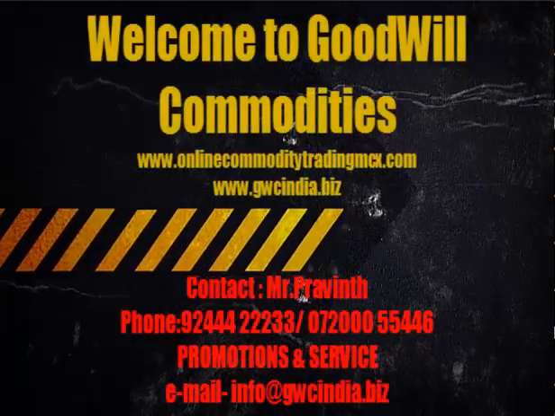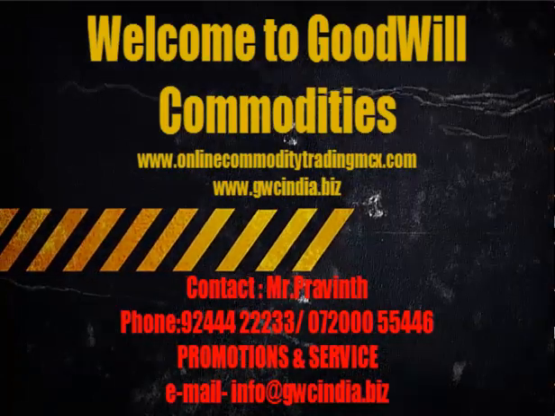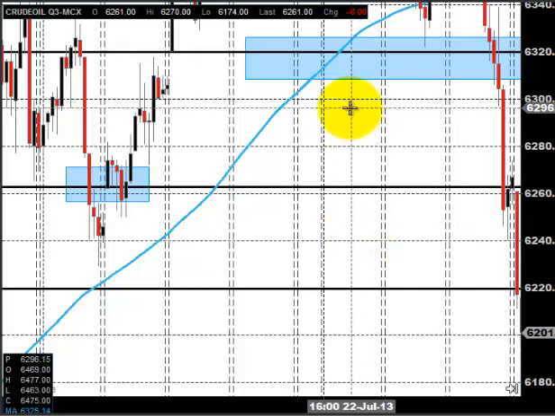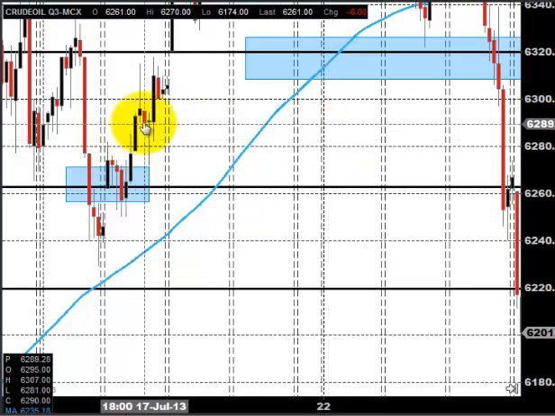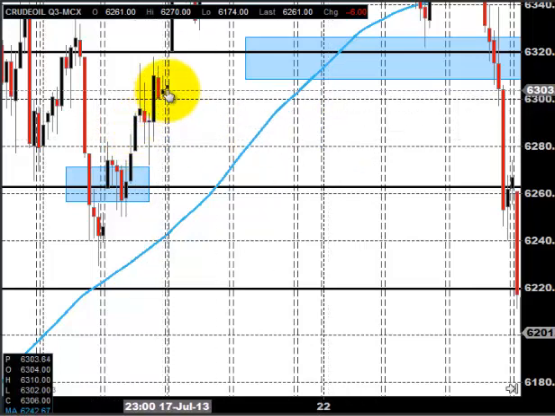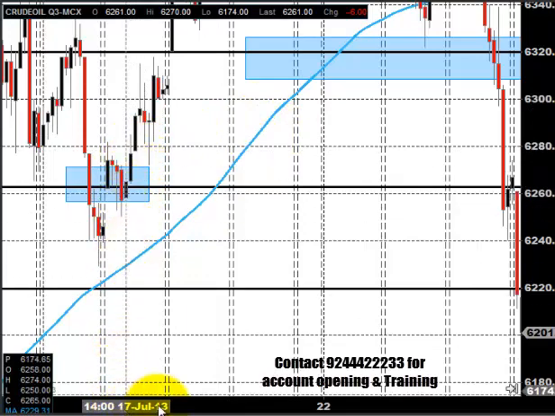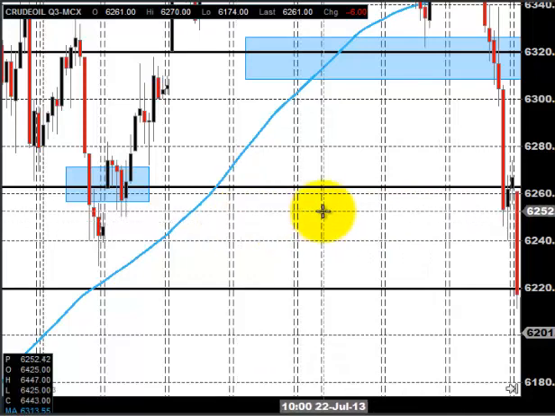In this presentation, we are going to see how we can trade in MCX crude oil today. Before looking into that, let us see what happened yesterday and what we expected yesterday. The chart which you are viewing is a 1 hour chart, that means every single candlestick here represents 1 hour. Whenever I place the cursor on any particular candlestick, you can see the date and time below. These vertical dotted lines indicate the price opening and closing for the respective days.